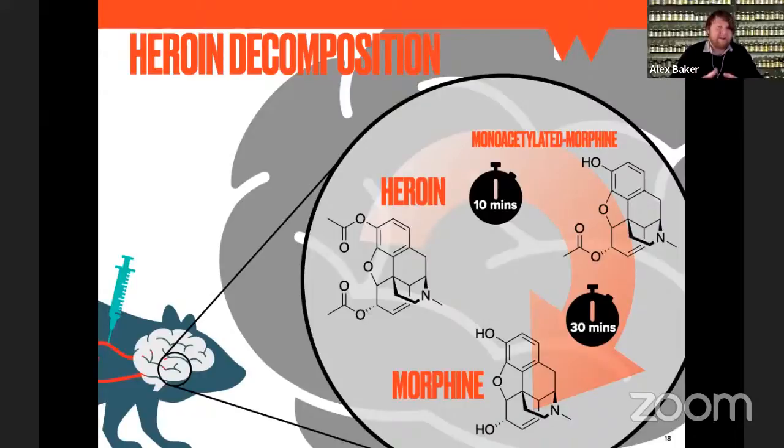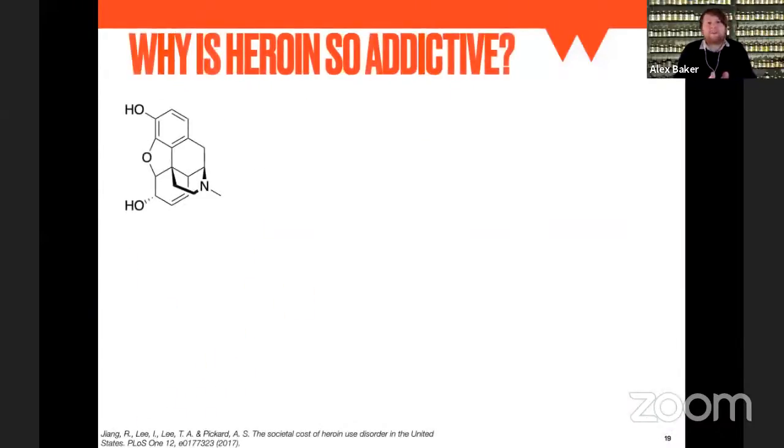This means that for heroin to have any effect in your brain, it actually has to be broken down into morphine and monoacetylated morphine. So in this way, heroin is what's known as a prodrug. It has no activity itself until it's broken down into its active morphine forms. So why is heroin so addictive?